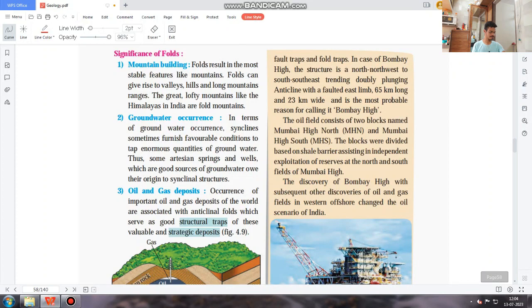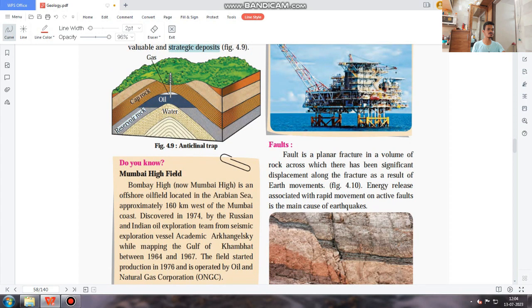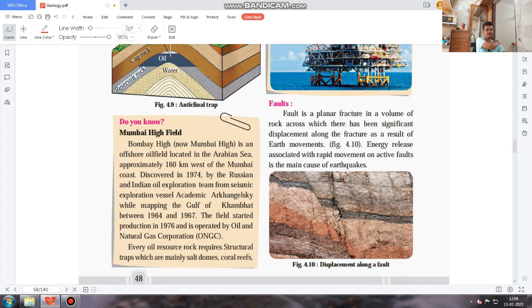Next we move on to significance of folds. Nothing much comes from this. You can see mountains are for mountain building, groundwater source, oil and gases, and nothing much from here. Next we move on to faults.